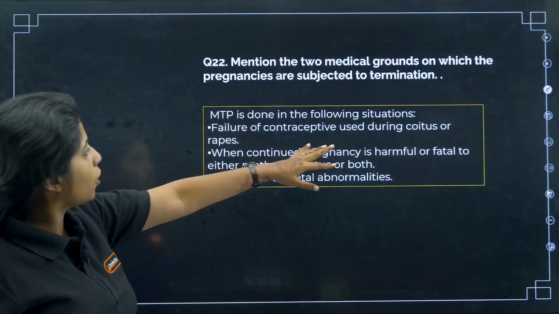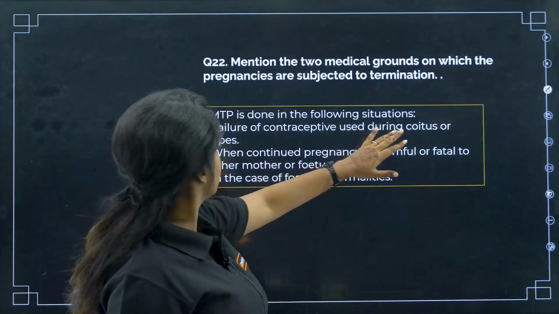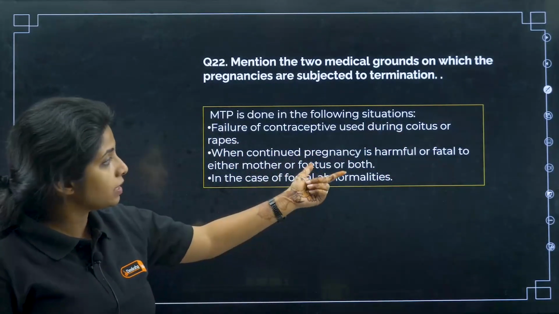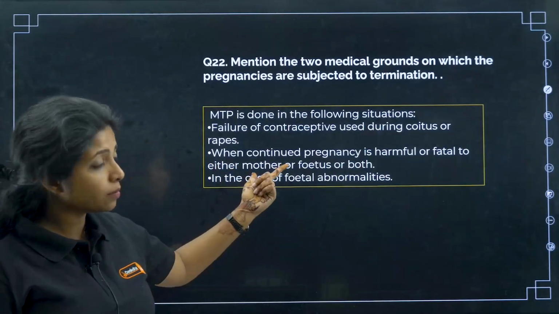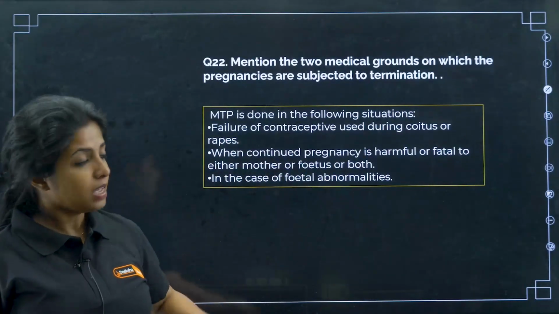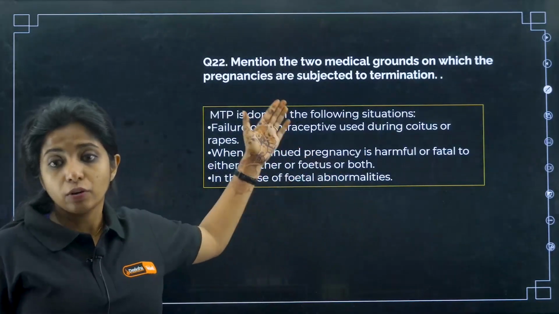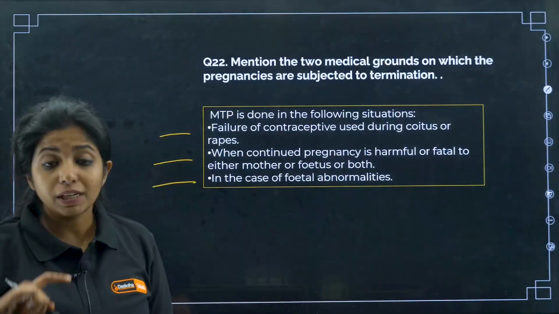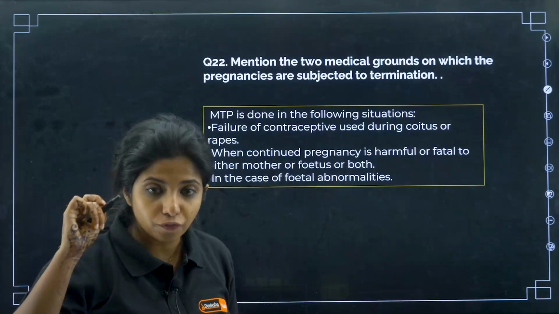So MTP is done in the following situations: failure of contraceptives used during coitus, or rape. That is one thing. When continued pregnancy is harmful or fatal for either the mother or the fetus. In case of fetal abnormalities. I have given you 3 reasons, and these 3 reasons have to be put down in your answer sheet as well. Please put it down in the form of points. Do not forget the points.